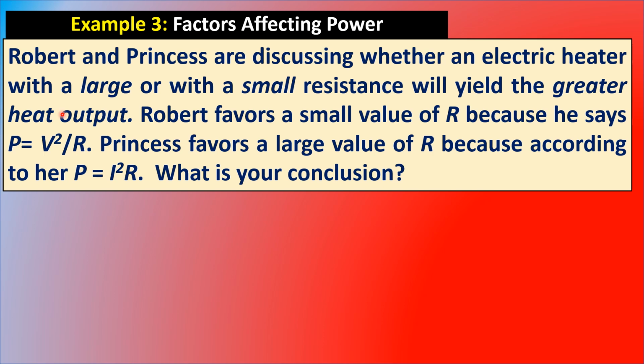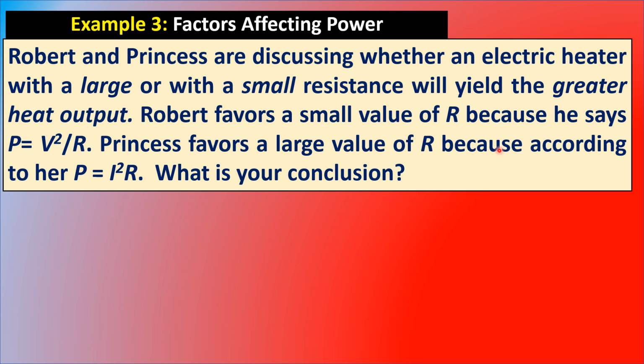We are down to our last question: factors affecting power. The problem is, Robert and Princess are discussing whether an electric heater with a large or with a small resistance will yield the greater heat output. Robert favors a small value of R because he says power is equal to V squared over R. Princess favors a large value of R because, according to her, P is equal to I squared times R.